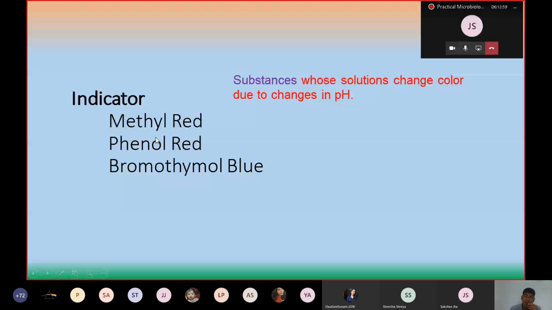Same with culture media. In MacConkey agar we use certain indicators. In TCBS, certain indicators will be there. So these indicators are the same. They have a different color at acidic pH, a different color in basic pH, a different color at neutral pH. This indicator will be incorporated in a medium, and bacterial activity can be detected.